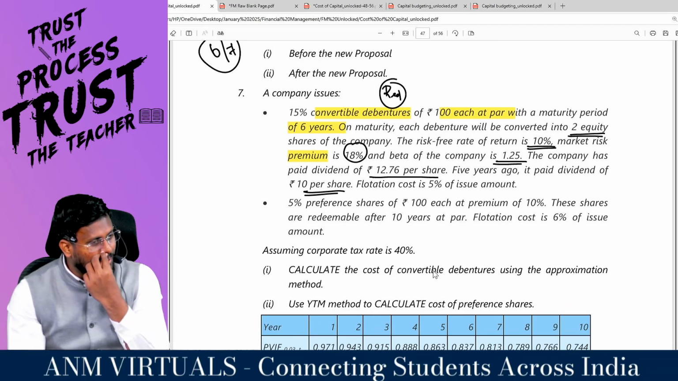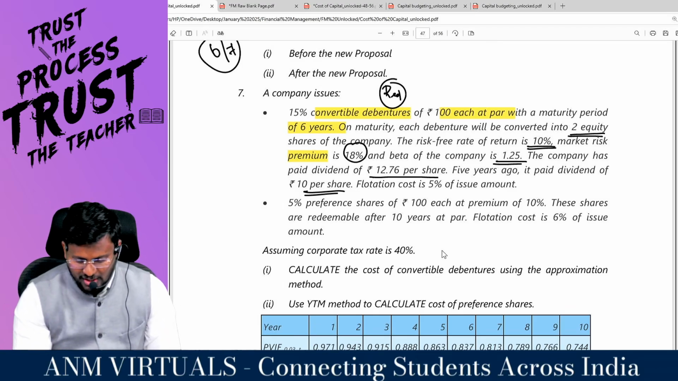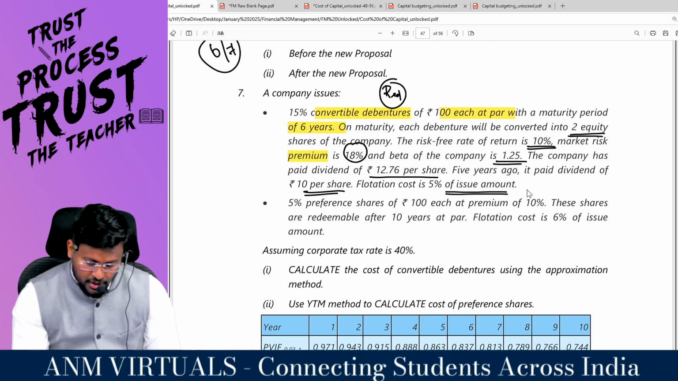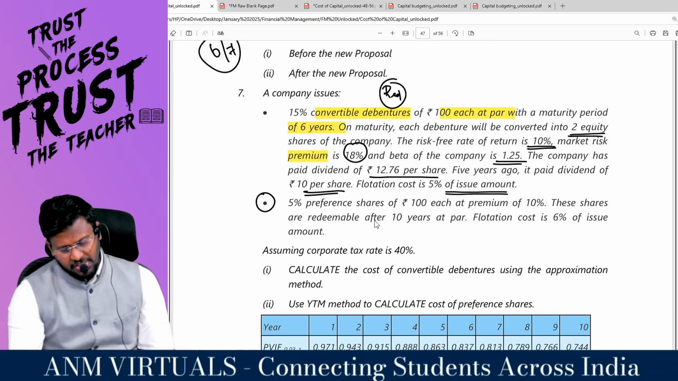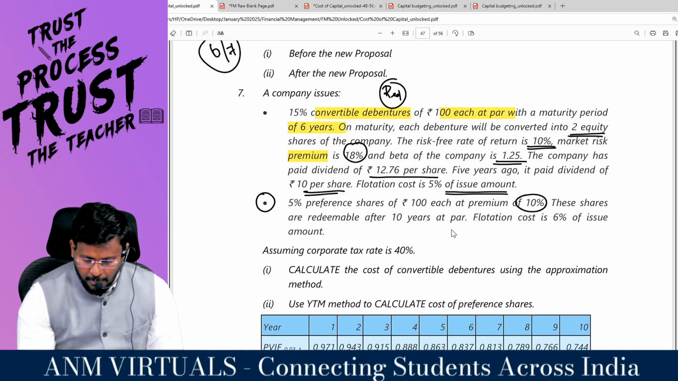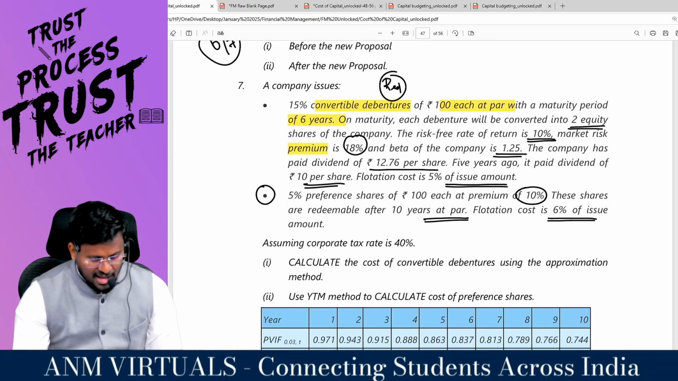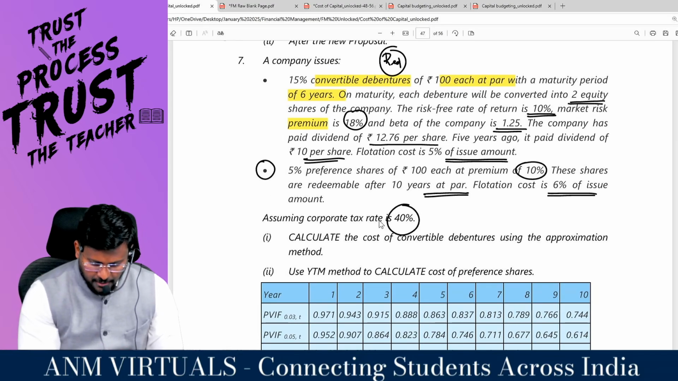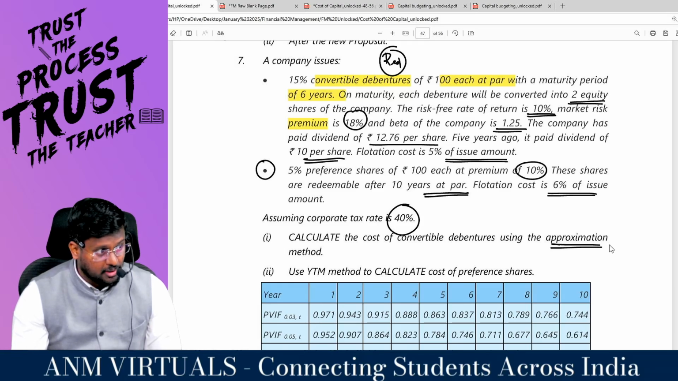So basically you do one thing. I will tell you one shortcut. Let me read the question. Flotation cost is 5% of the issue amount. Then the second part is talking about preference share. 5% preference shares of 100 each at a premium of 10%. These shares are redeemed after 10 years at par. Flotation cost is 6% of the issue amount. Assume corporate tax rate of 40%. Calculate the cost of convertible debenture using approximation method.